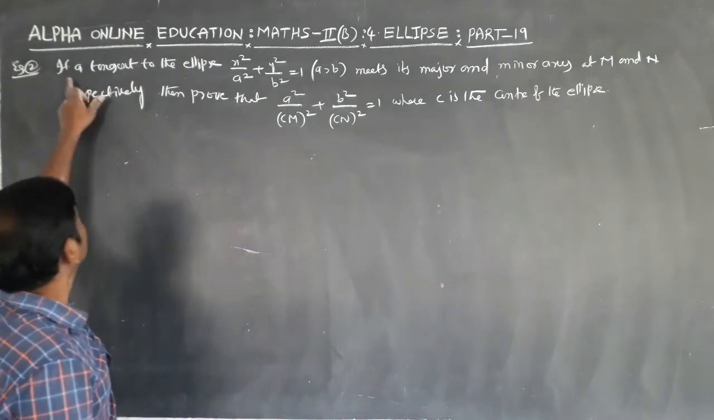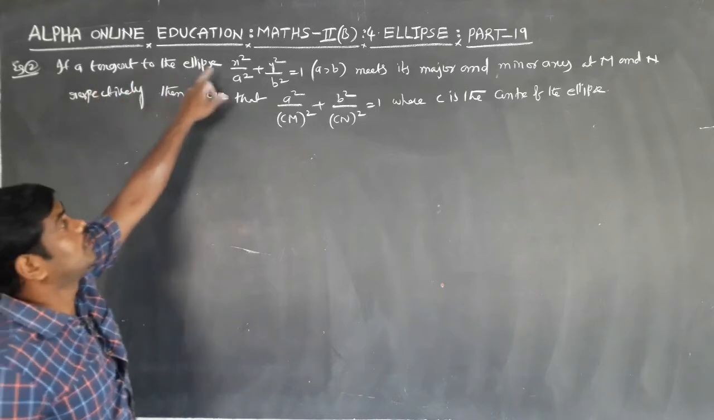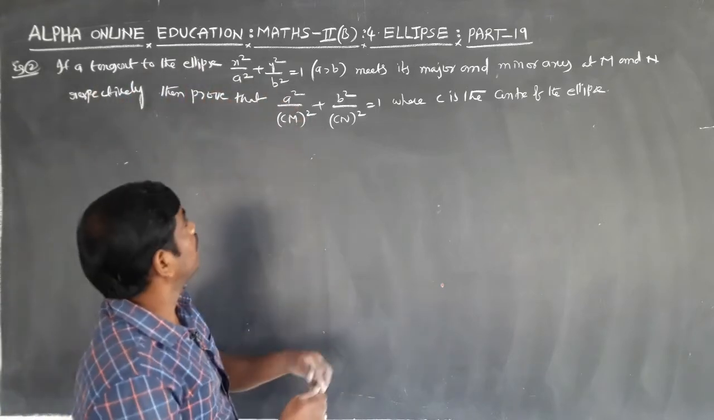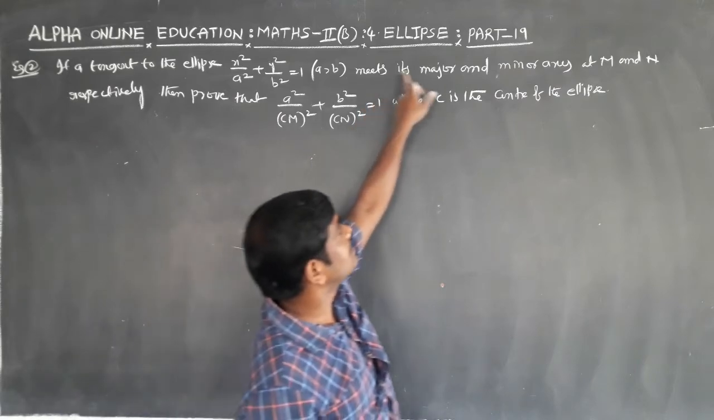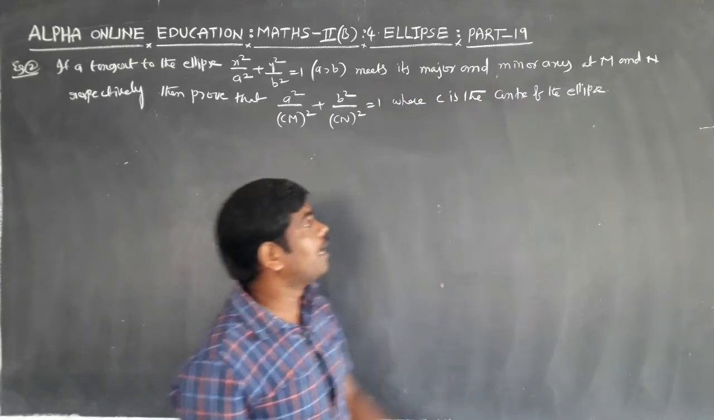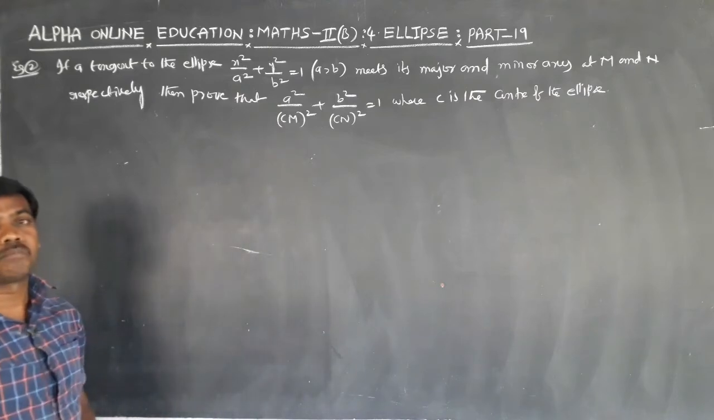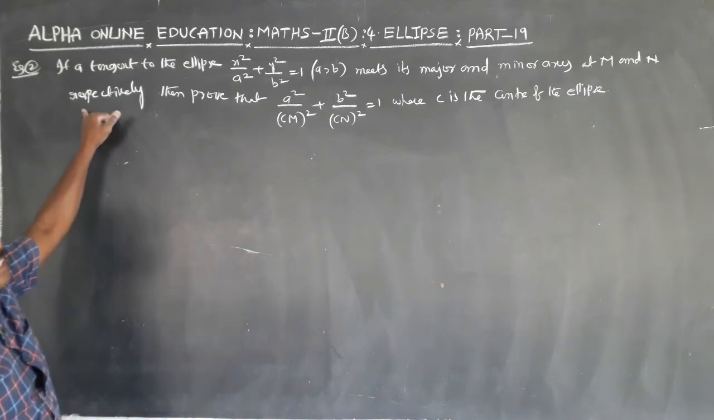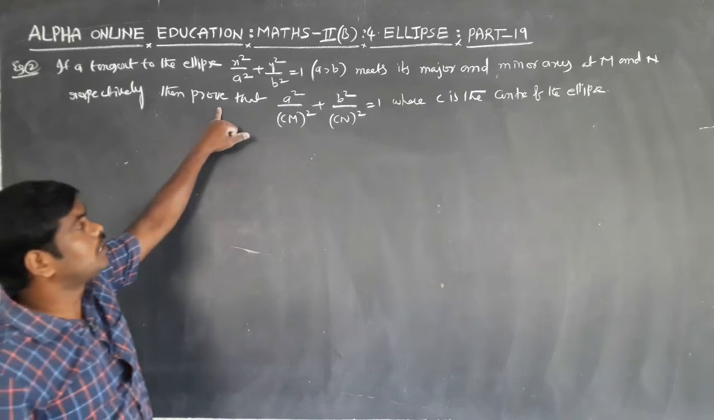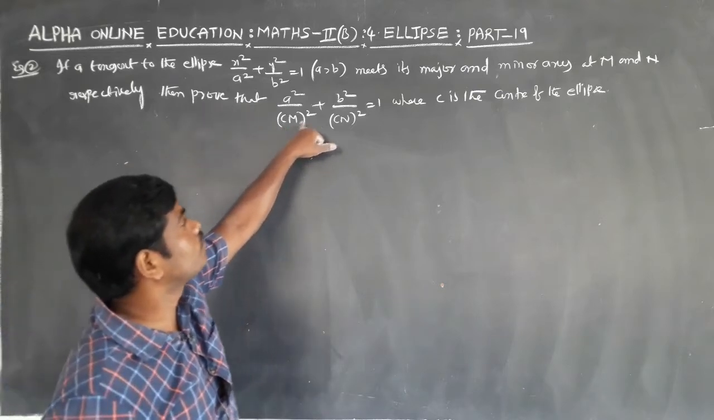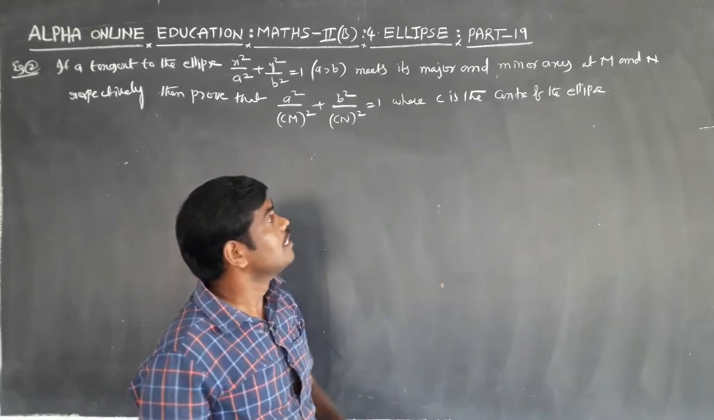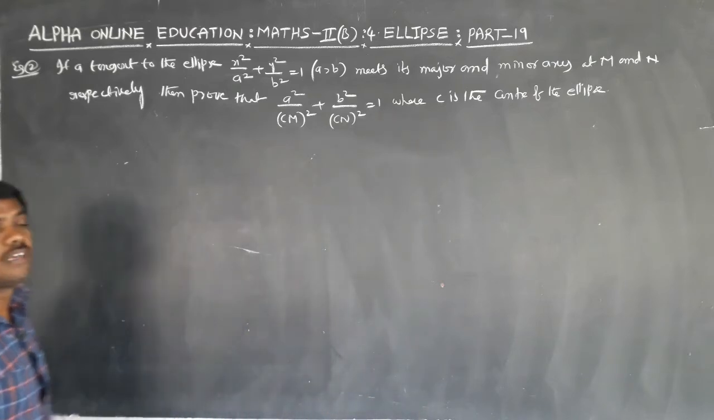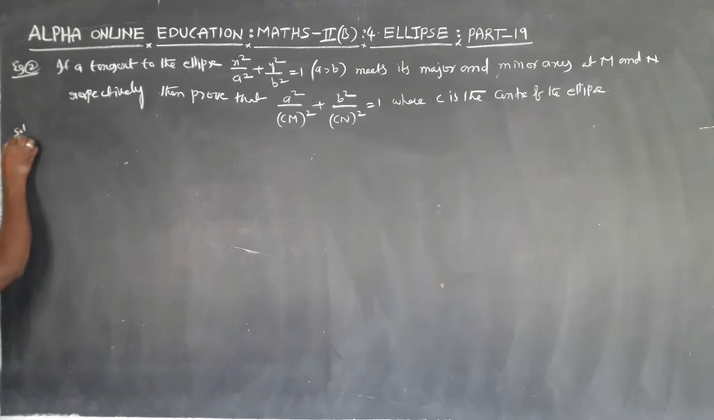Once again, if a tangent to the ellipse x square by a square plus y square by b square equal to 1 meets its major and minor axis at capital M comma capital N respectively, then prove that a square by CM square plus b square by CN square equal to 1, where C is the center of the ellipse.